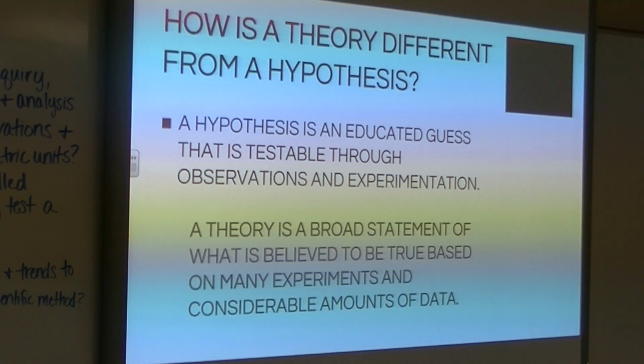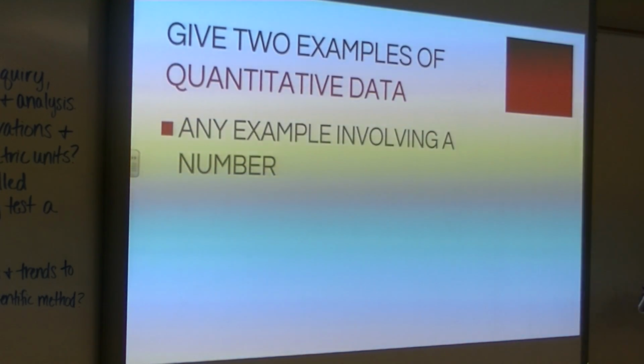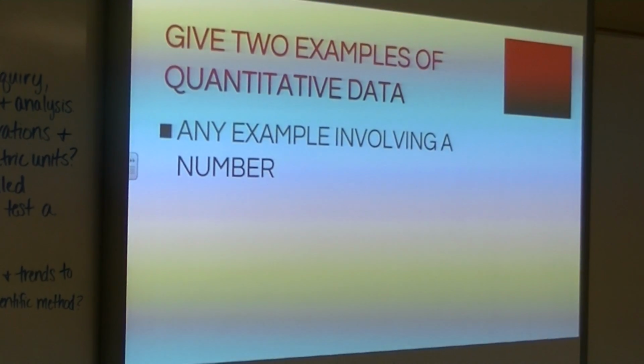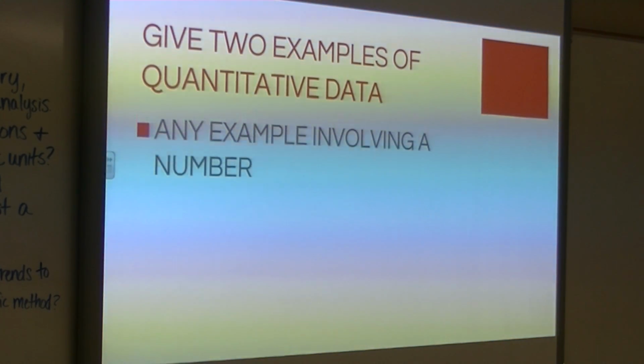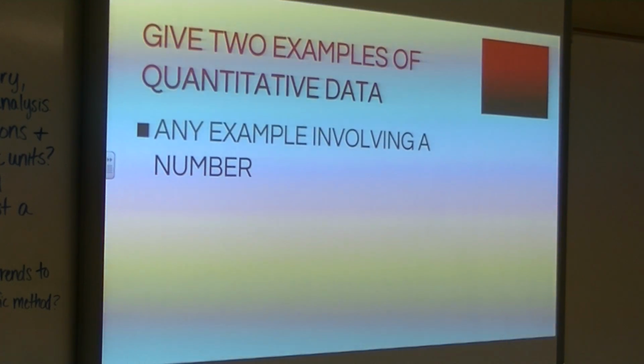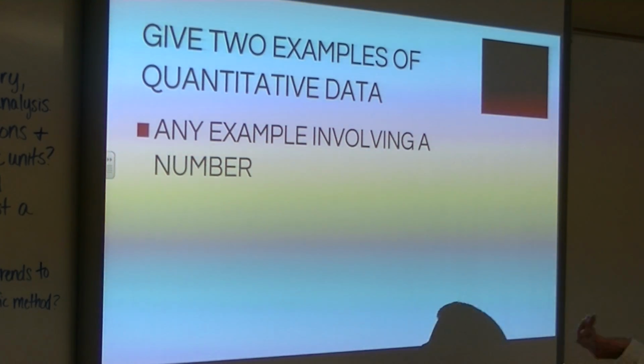Here we go. Okay, so when we talk about data, in the previous slide I talked about how a theory has to have lots and lots of data to support it in order for it to be believed to be true. So let's talk about what data we can have. Now we talked about observations, including data. So there are two different types of data. We have quantitative and qualitative.